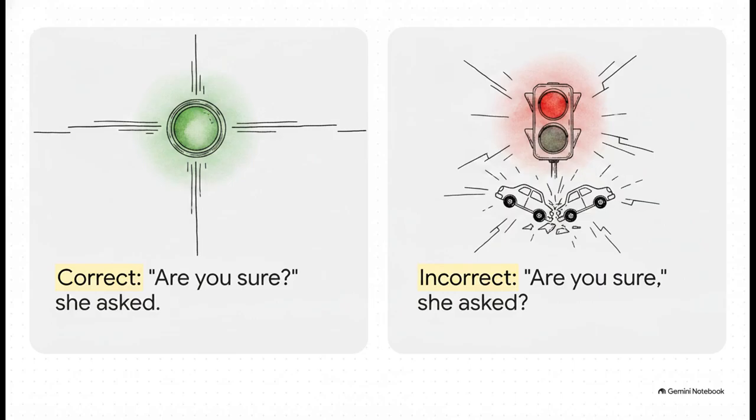But hey, watch out for this super common error. If a quote ends with a question mark or an exclamation mark, you actually do not need an extra comma. Why? Because the punctuation itself already gives you that natural pause, that traffic signal. Sticking a comma right after a question mark is basically a grammatical crash.